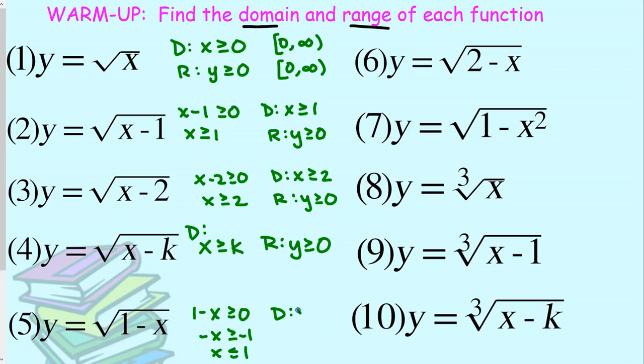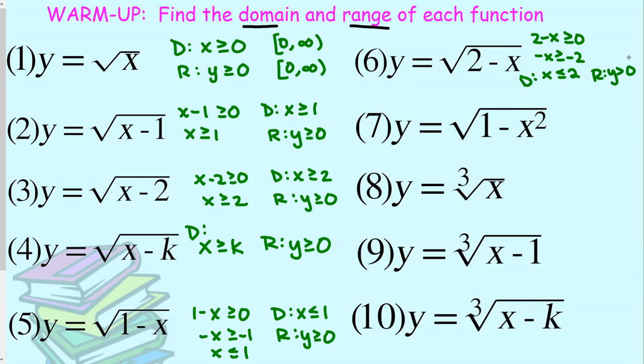So that's our domain, and then our range is going to be y is greater than or equal to 0 again. So same idea for number 6. We have 2 minus x is greater than or equal to 0. So the opposite of x is greater than or equal to negative 2, and x is less than or equal to 2. That's the domain. Range is y is greater than or equal to 0. Number 7 I'm going to come back to in a minute.